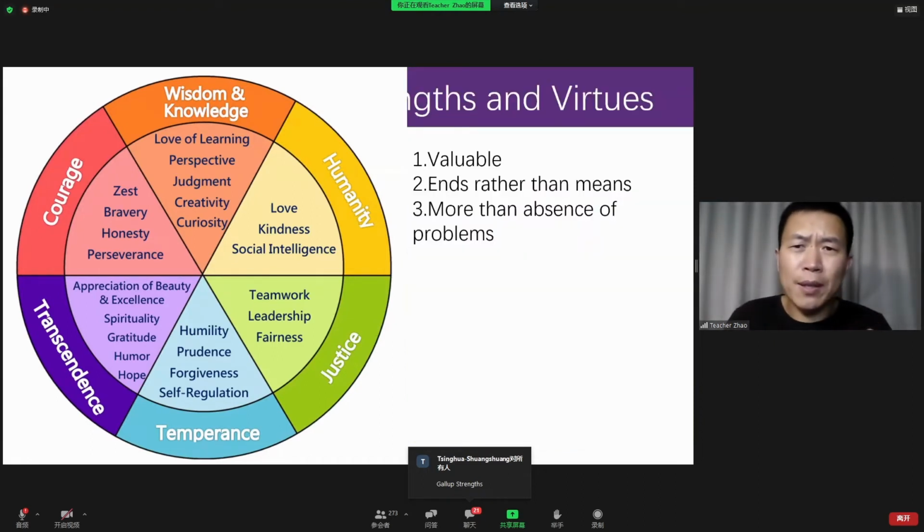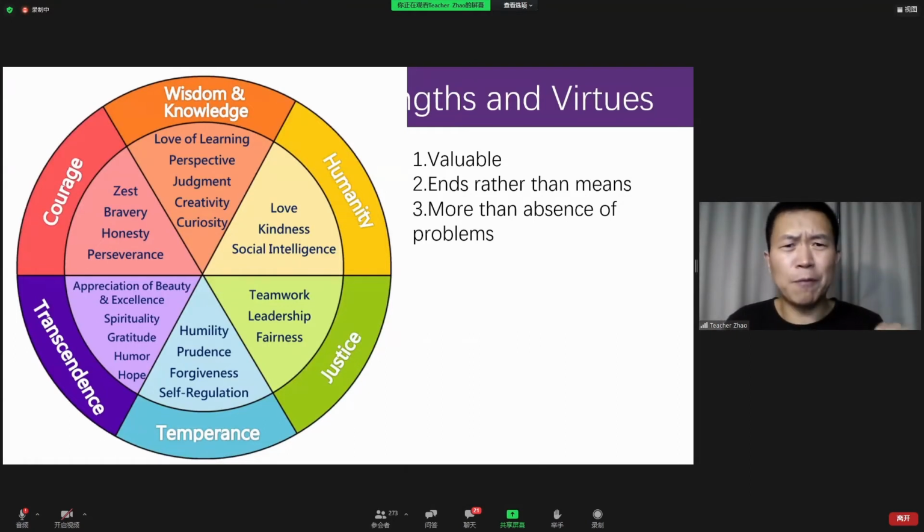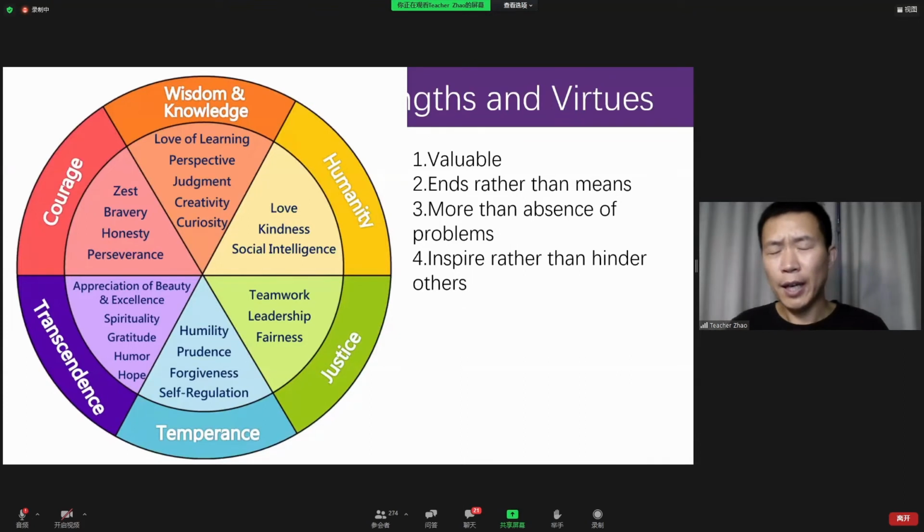And these strengths are more than absence of problems. For example, love doesn't just mean one person is not cruel. Okay, I never killed a person. That doesn't mean I'm kind or love. I have to really give. I really help other people. I really empathize with other people. That means I'm kind, right? So this is way more than just absence of problems, and it inspires rather than hinders others.